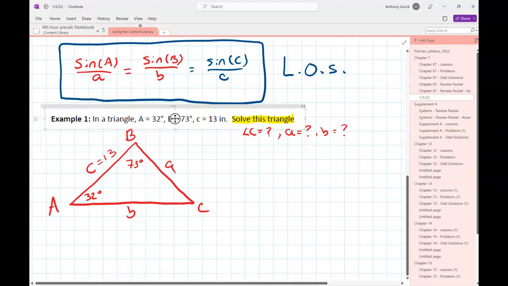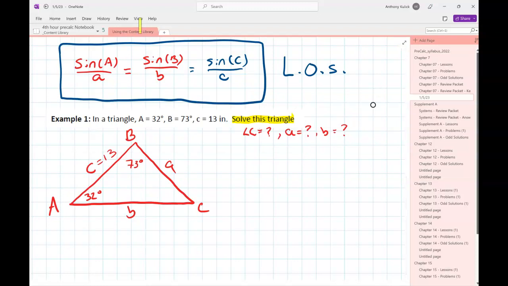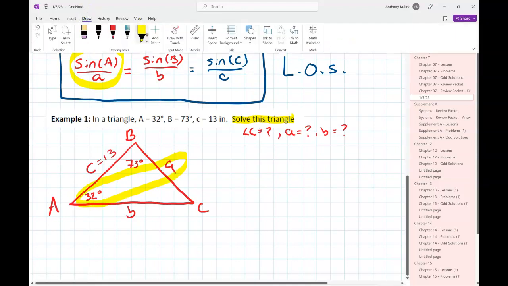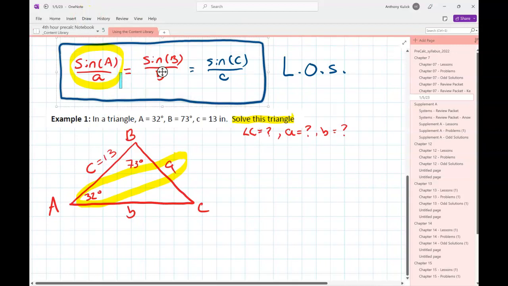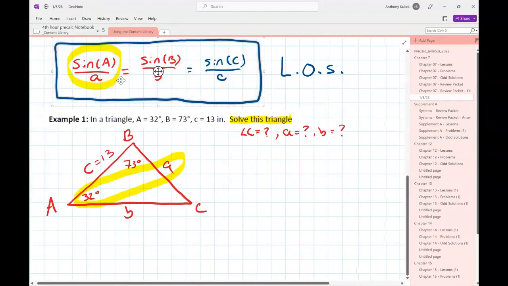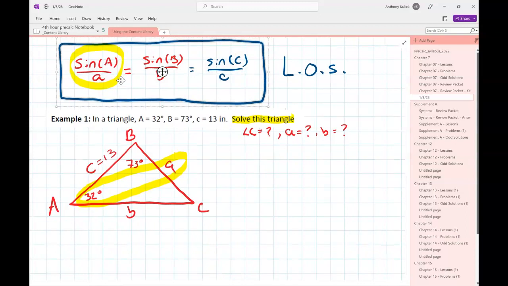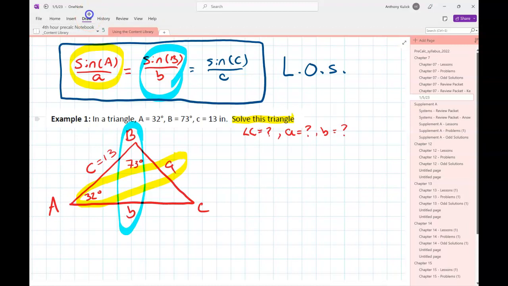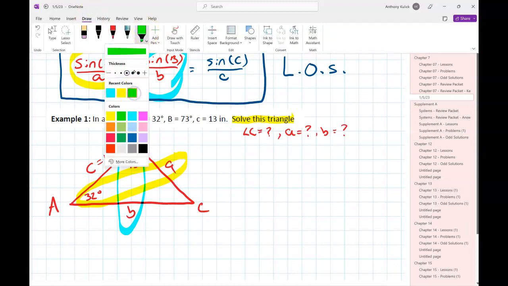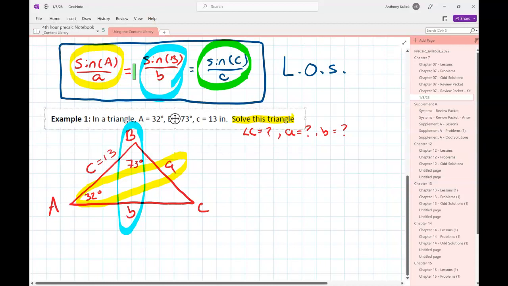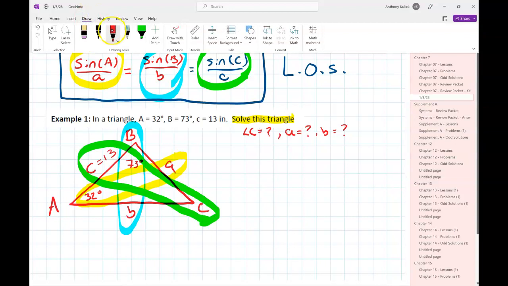Now, if I look at my law of sines, in order to use this, I need to have both angle A and side A. I don't have that. Or I need to have angle B and side B. I don't have those. Or I would need angle C and side C. Well, I don't have both of those.